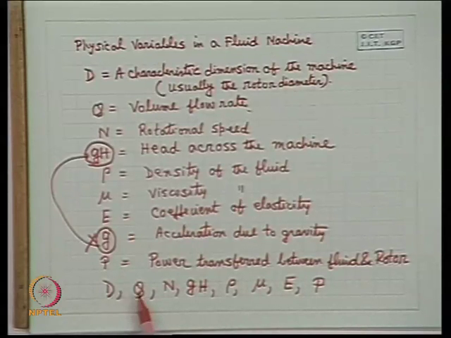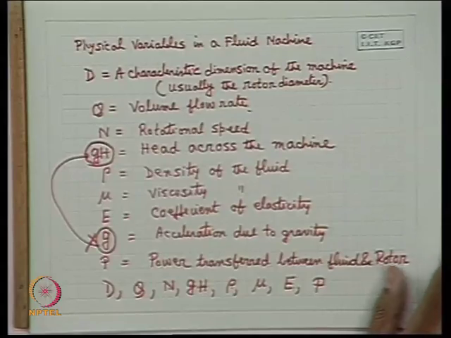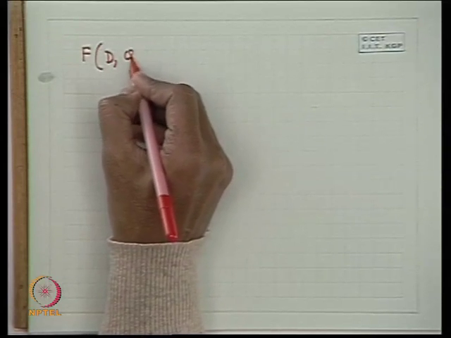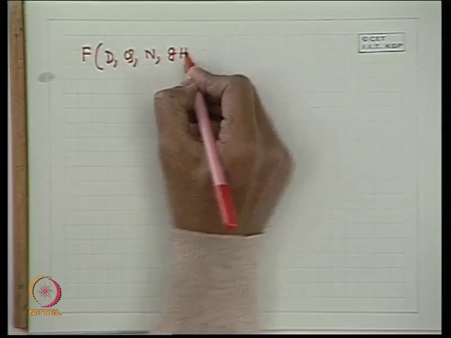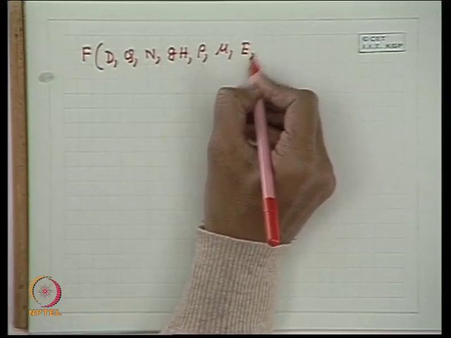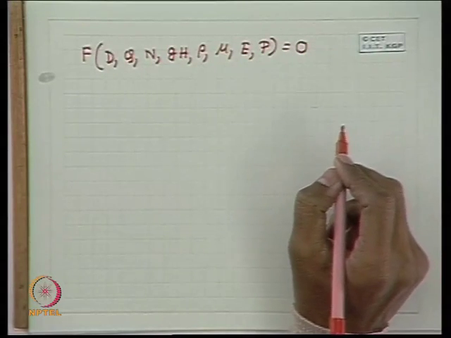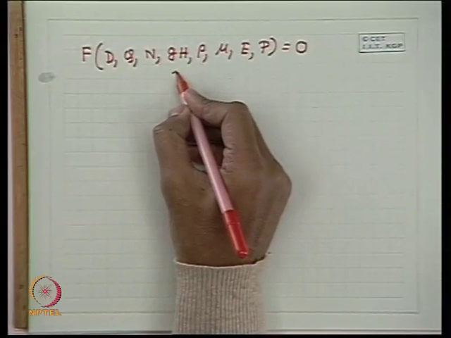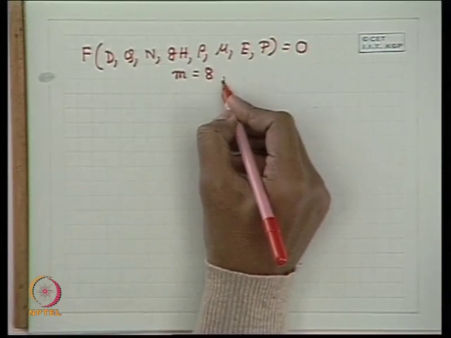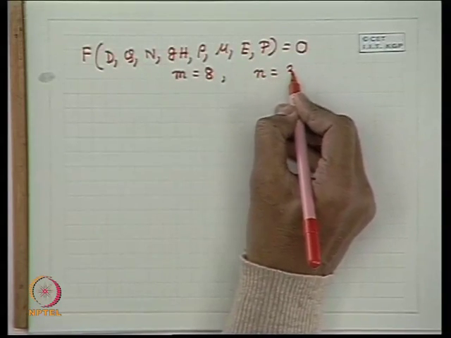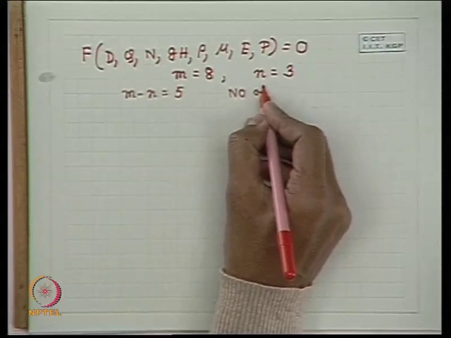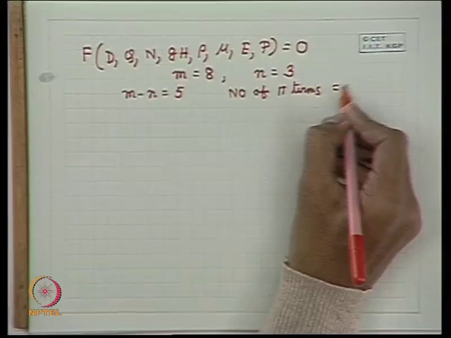Then how many variables do we have? 1, 2, 3, 4, 5, 6, 7, 8. So therefore, we see that 8 variables describe the problems in fluid machines. That means now we can write the function of these 8 variables, D, Q, N, gH, rho, mu, E, P, is 0. Now, to seek the pi terms as the criteria of similarity, what we have to do? We have to apply dimensional analysis. Here the number of variables is 8, and the number of fundamental dimensions to express these variables is 3: mass, length and time. So therefore, the number of pi terms, m minus n, is equal to 5.